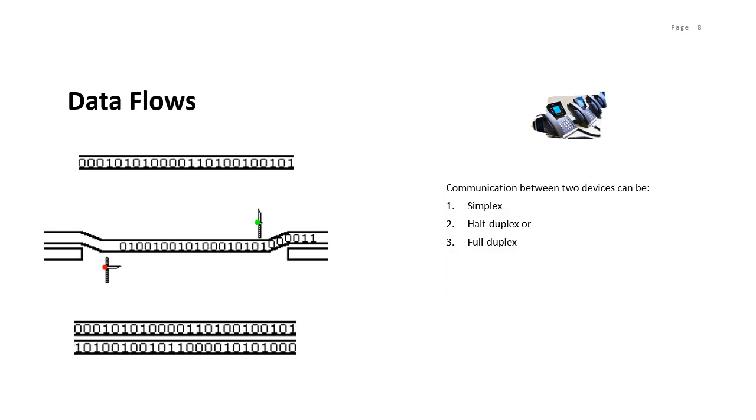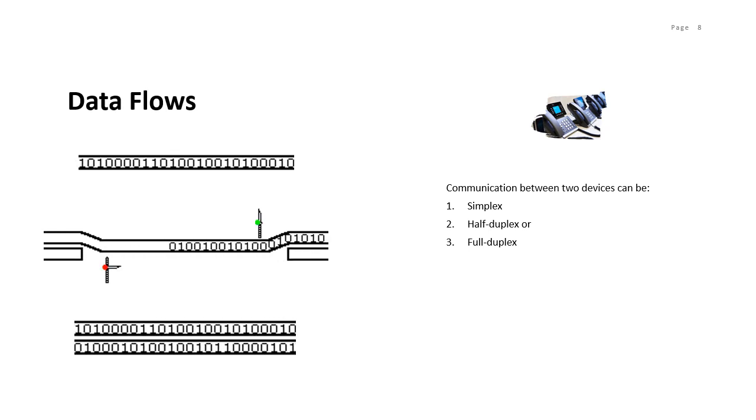Next, we go to the direction of data flow. Communication between two devices can either be simplex, half duplex, or full duplex. In simplex mode, the communication is unidirectional. In this example, you can see it is moving from right to left.